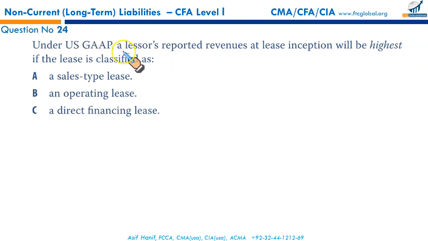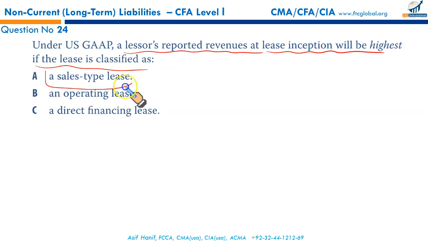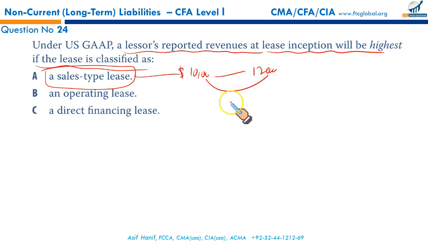Under the US GAAP, lessor's reported revenue at lease inception will be highest if the lease is classified as a sale type lease. In the sale type lease, the lessor recognizes two types of revenue. First is the trading revenue, because he's selling an item of $10,000 for $12,000. This gap between 10 to 12 is his operating income, considered as a sale versus cost of sale gain. And further, he is leasing it out an asset for $12,000 which will be sold on lease for about $15,000 including interest.